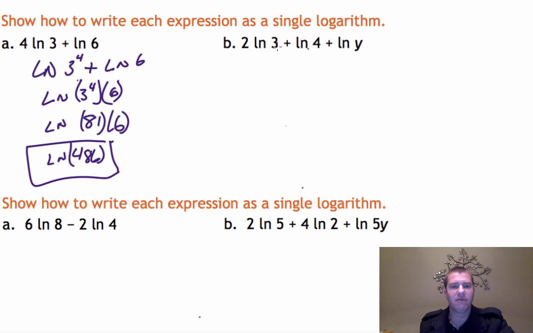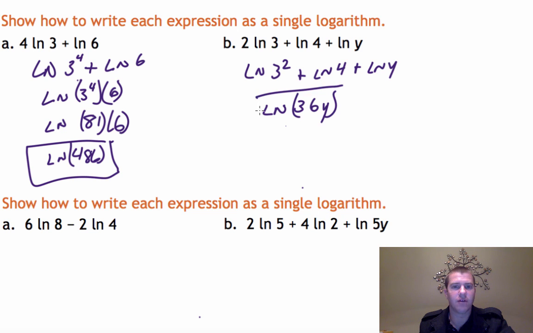Again, remember before I put them together, I'm bringing that exponent. So it's ln of 3 squared plus ln of 4 plus ln of y. And all of these are being added, so I'm going to multiply them all. Ln of 3 squared, well, that becomes 9 times 4 is going to be 36 times y. And so I have ln of 36y. Again, these steps are the same as using the properties of logs, just you're doing it with a natural log now.